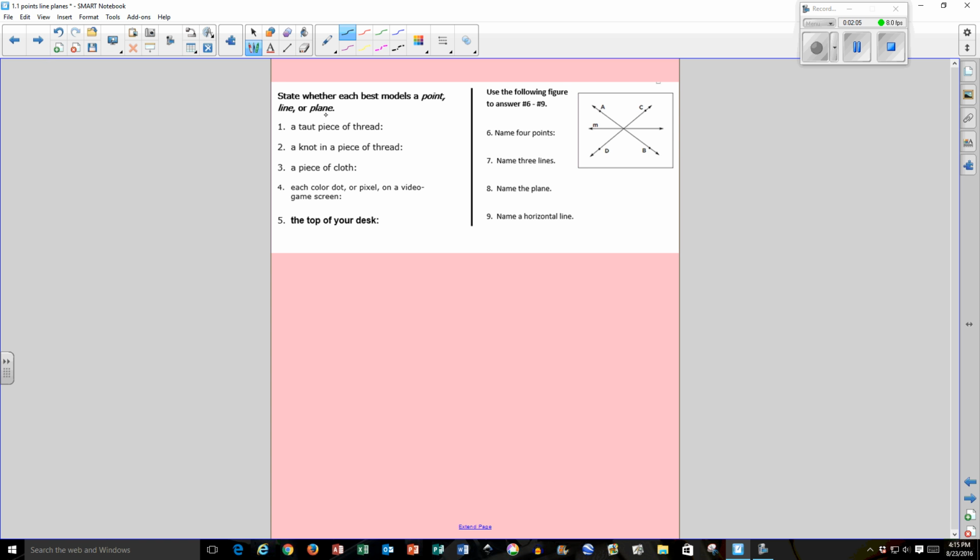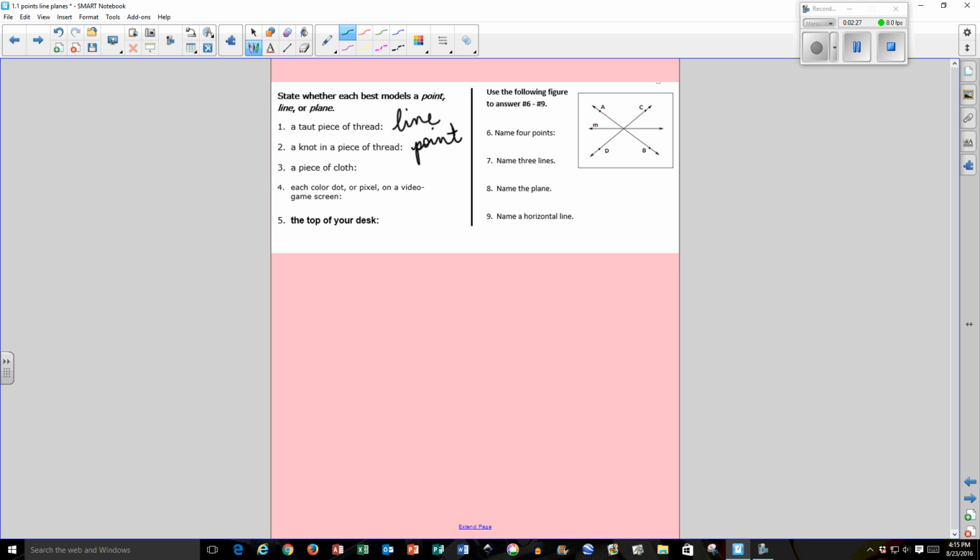State whether each best models a point, line, or plane. So a taut piece of thread. So in other words, you take a piece of thread, you straighten it out. That would be a taut piece of thread, which would represent a line. A knot in a piece of thread would be a point.